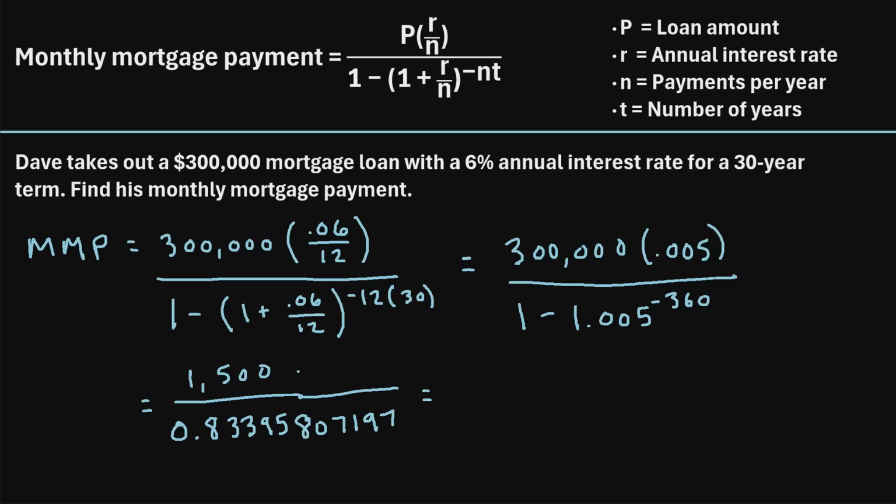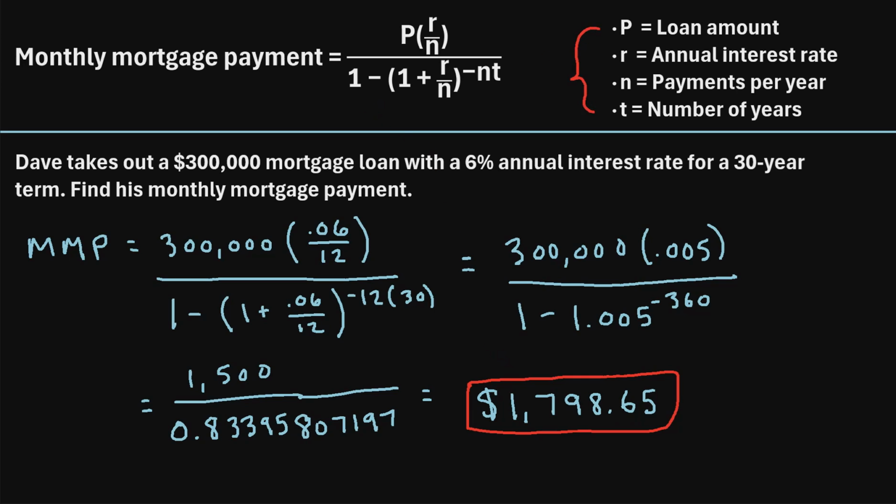Here's what that turns out to be. Now the last step is 1,500 divided by this long decimal here. And that turns out to be $1,798.65. That's what Dave's monthly mortgage payment would be. And you can use this exact same process to find any monthly mortgage payment as long as you know these values right here.